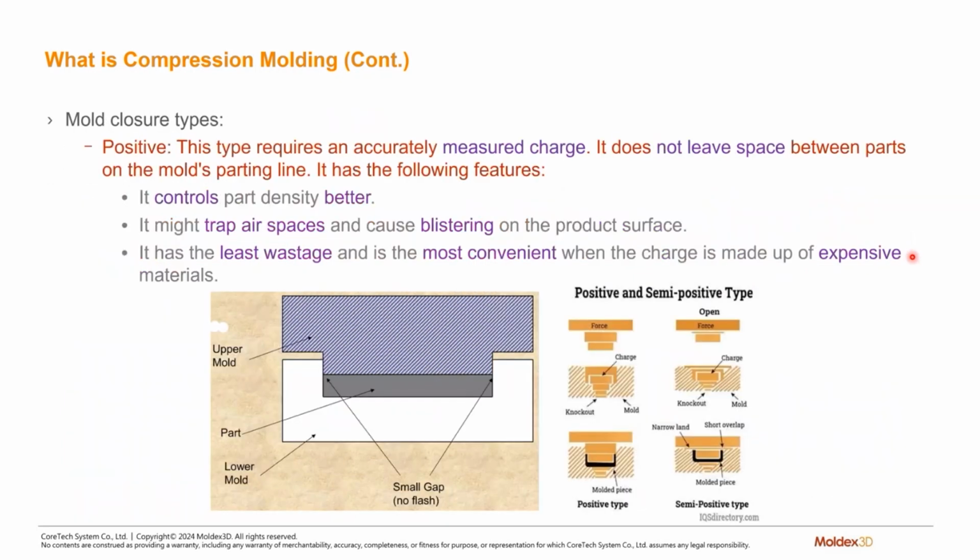Next one is the positive mold type. This one you have to accurately measure the charge, because there is no small space in the mold. So we can see the pictures. You put the charge in here and compress.